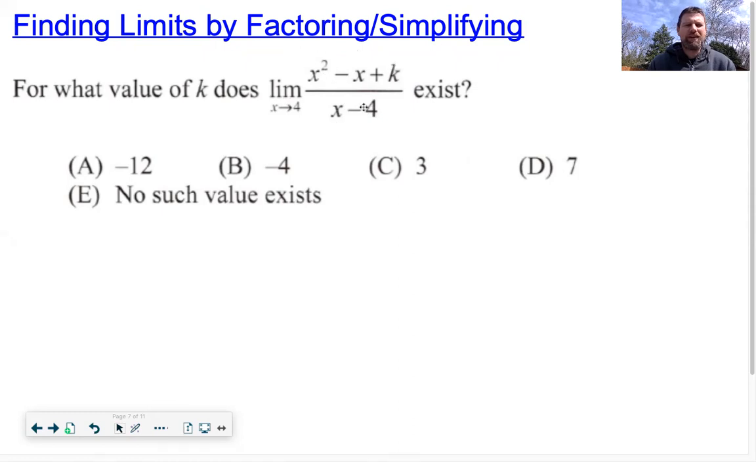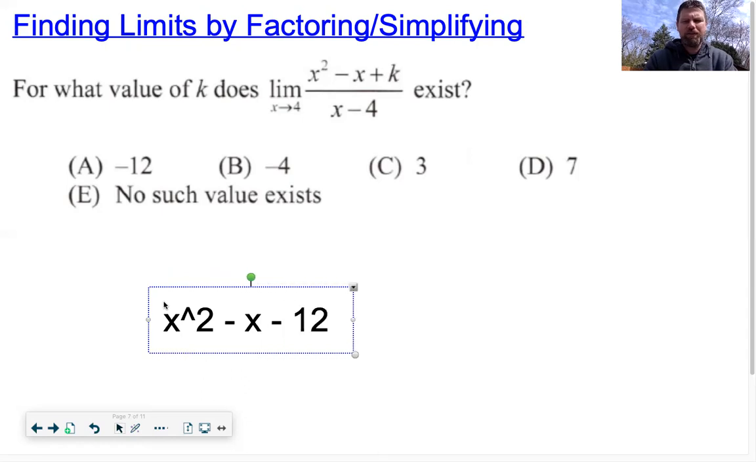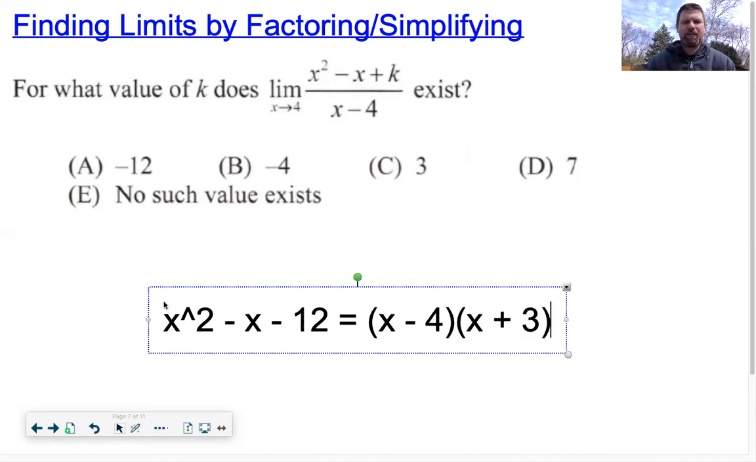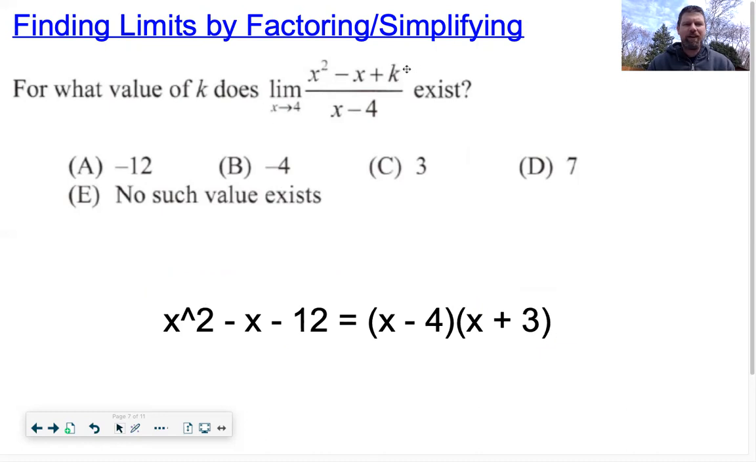There's several ways to do this. Luckily, this one was multiple choice, so I can just look at these and think, all right, which one of these could I plug in to make that factor? I would say probably that minus 12. You can double check: if I've got x squared minus x minus 12, yeah, that's definitely going to factor into x minus 4 and x plus 3. So if that k was the minus 12, I would have an x minus 4 as one of the factors. It would cancel out, and I would be left with that x plus 3.